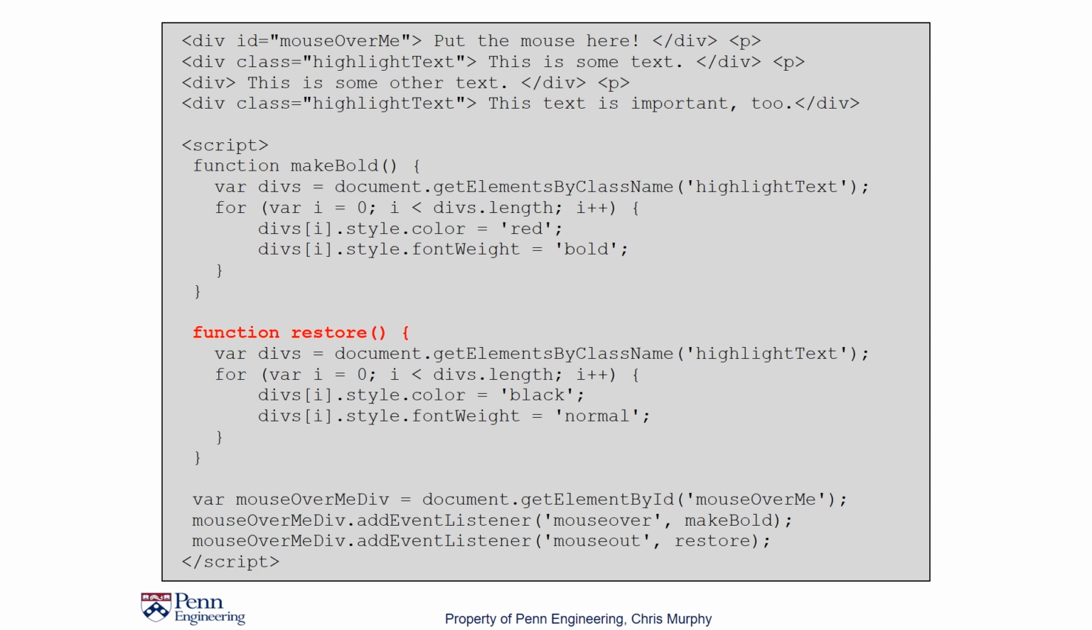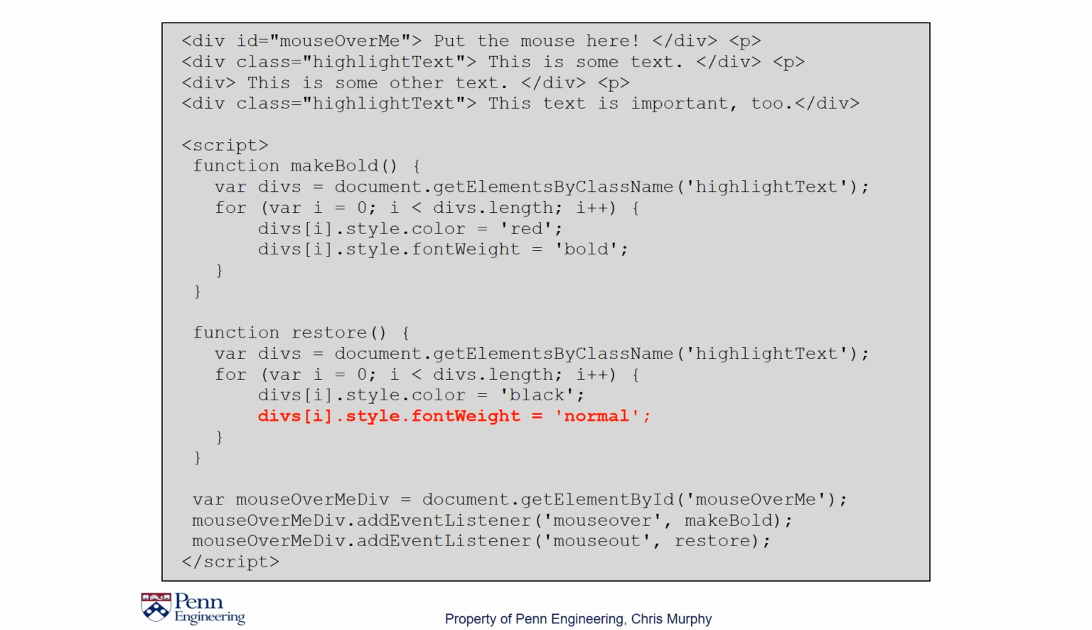So I'll define another callback function called restore. This is going to get the same elements by their class, iterate over them, but in this case set the color back to black and the font weight back to normal. Again, we haven't called these functions, we haven't actually done anything with them. They're just sitting there waiting for the browser to call them.